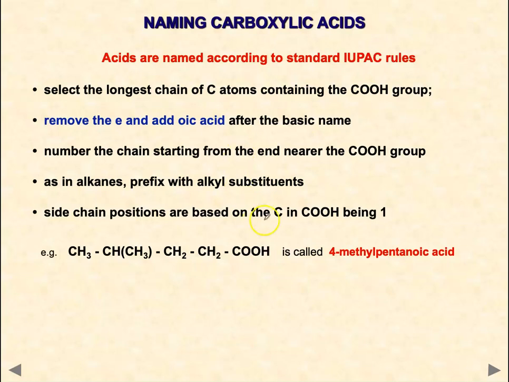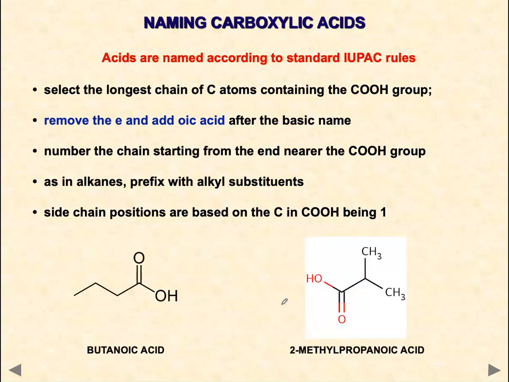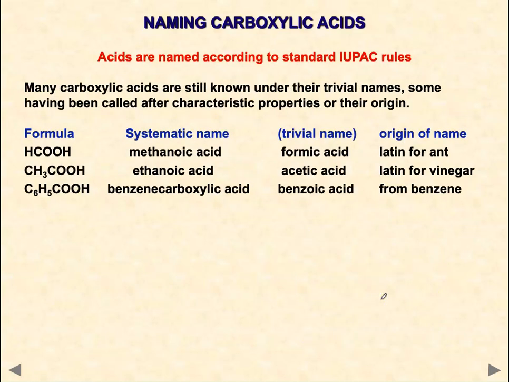Just a quick name for this compound here. Please note carbon 1, carbon 2, carbon 3, carbon 4, methyl on the fourth carbon. There are 5 carbons in the chain, so 4-methyl pentanoic acid. Again, if we look at this one, I'm hovering over, let me highlight it. Carbon 1, carbon 2, carbon 3, so it's propanoic, 2-methyl propanoic acid.